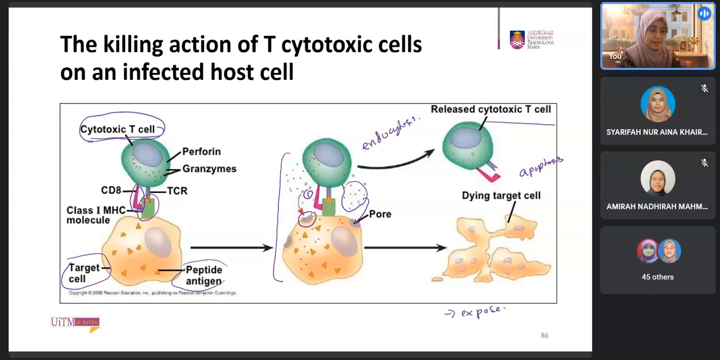Okay, you can check back why the infected cell is destroyed. Okay, it is to expose the virus, it is to deprive the virus or the pathogen from the host cell. Okay, instead of having a home to stay in and multiply again.